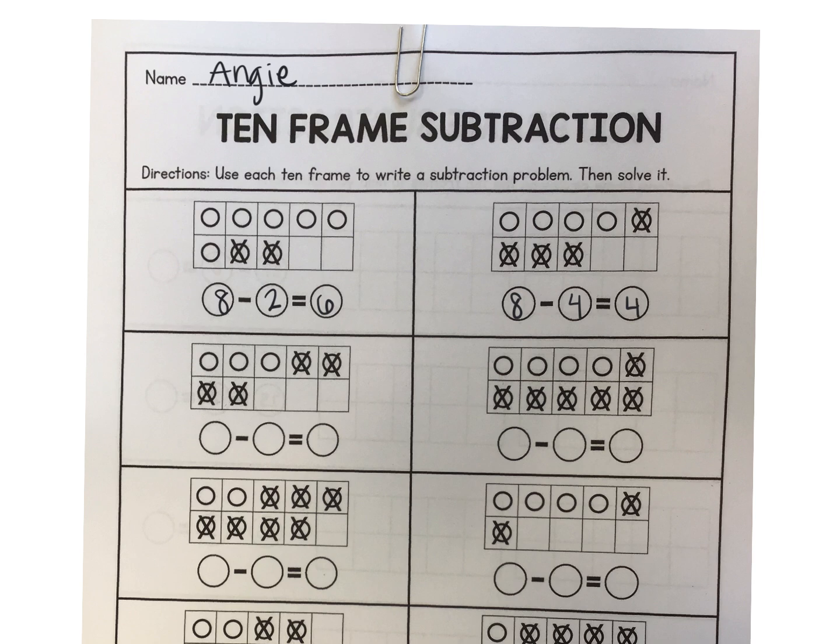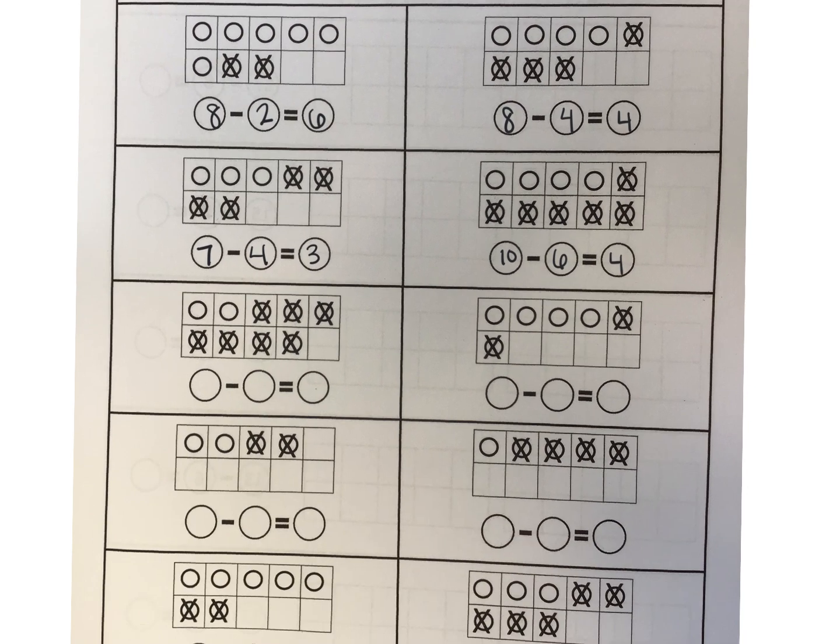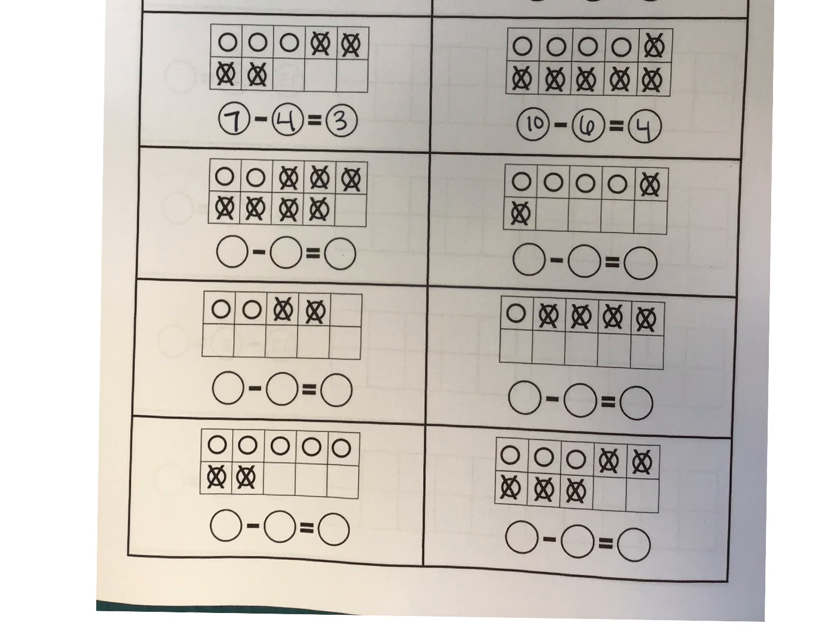On our next 10 frame, we started with 7, and we crossed off 4, so that leaves 3. In our next box, we had 10, and we crossed off 6, so that leaves 4. Good. Let's keep going. Take a look at the next one.